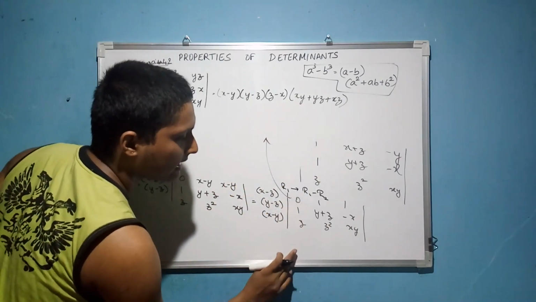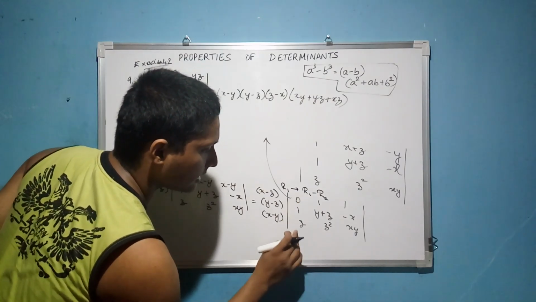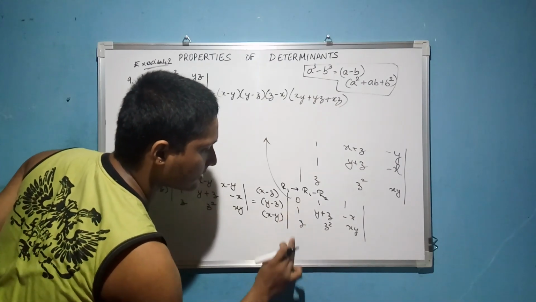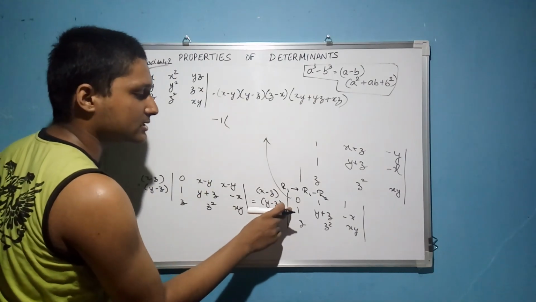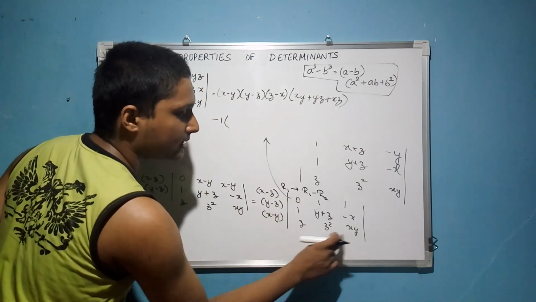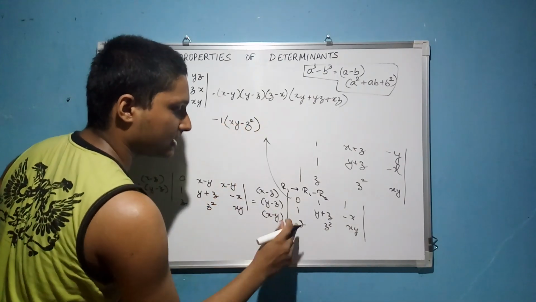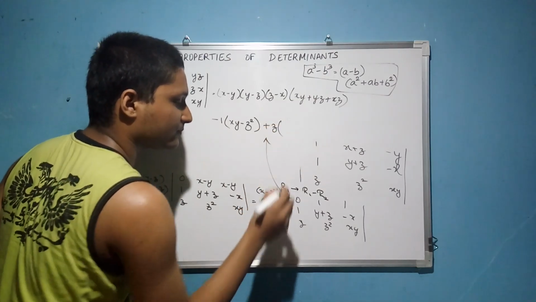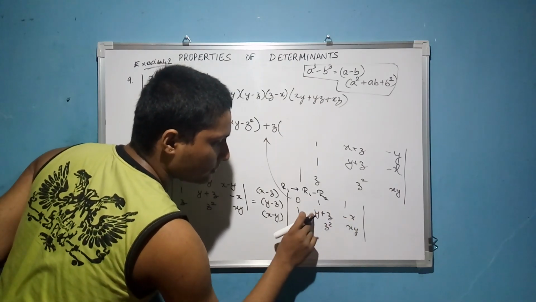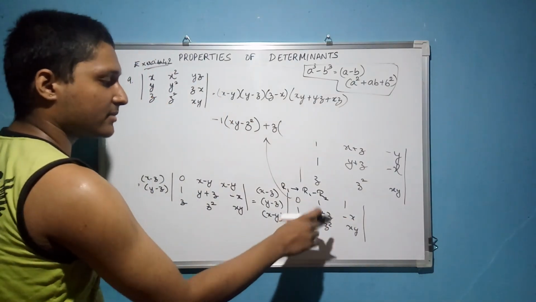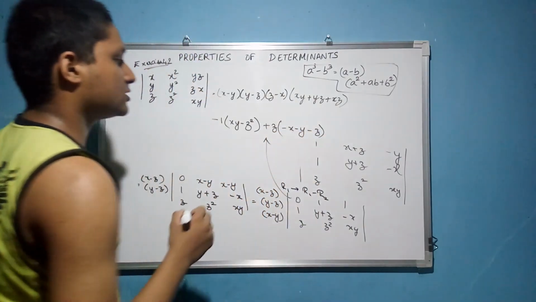So for expanding, I can start with one of these. Maybe I'll start with this column. So I should start with -1, because that is the second one. So -1 into xy minus z square, xy minus z square. Okay. Then plus z into, then you have minus x plus y minus x minus y minus z. This is all we get.